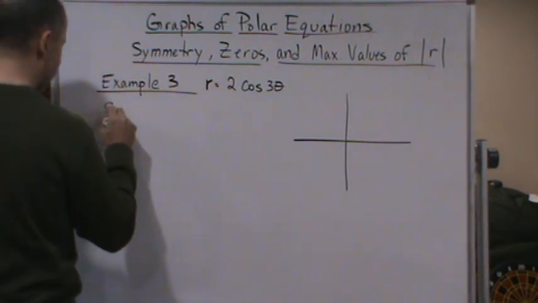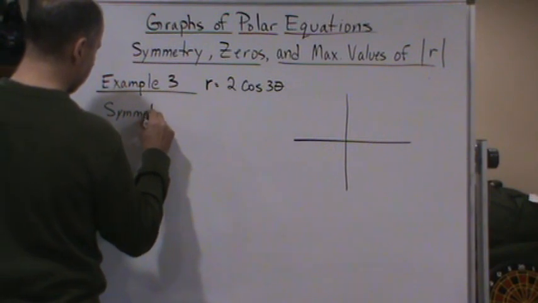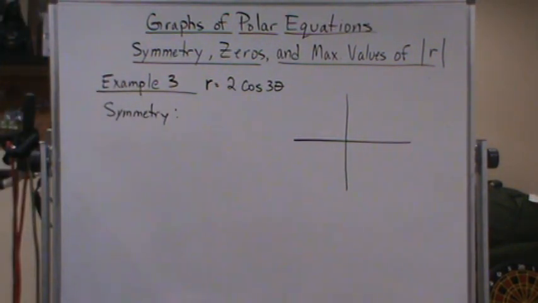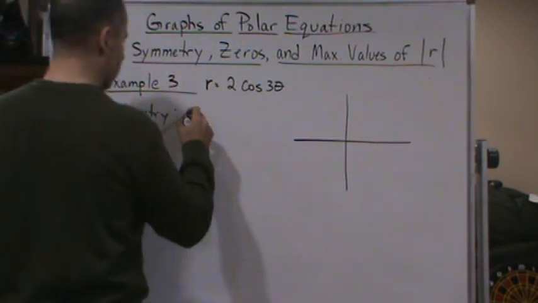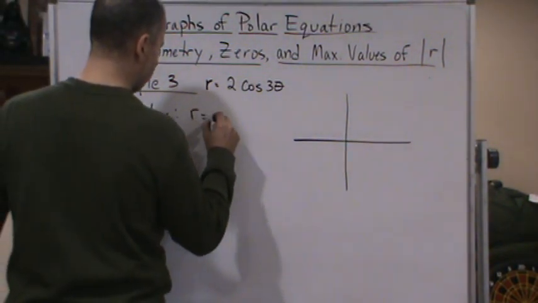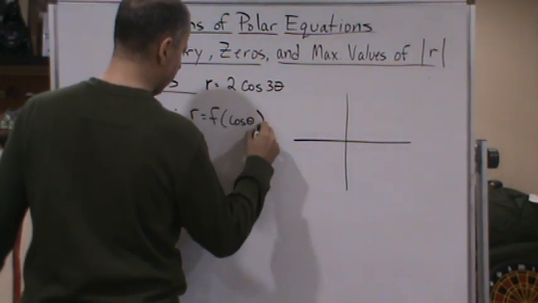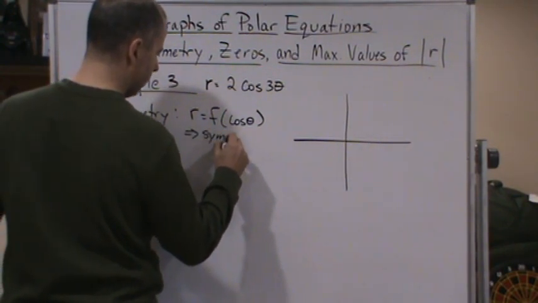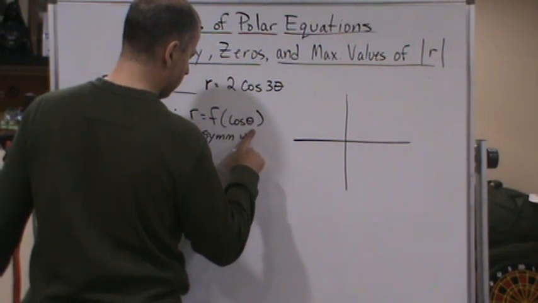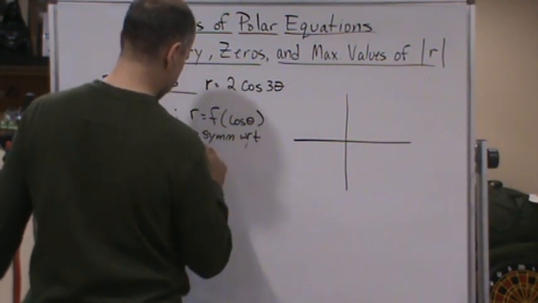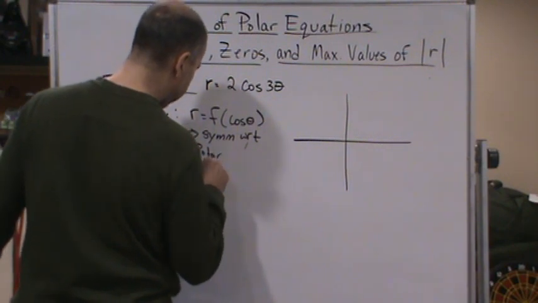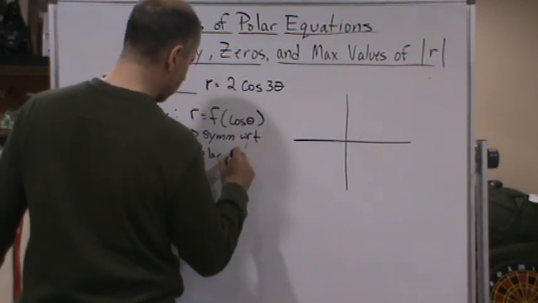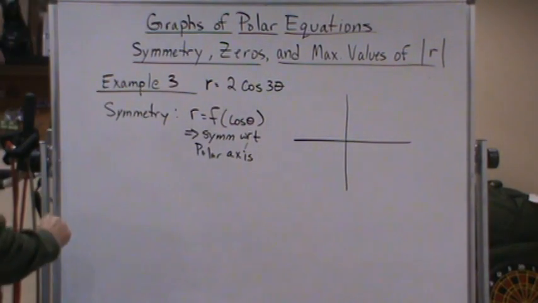So symmetry. Looking at it, we've got a function of cosine, so it's going to be symmetric with respect to the polar axis. So r equals a function of cosine theta, and that implies that it's symmetric with respect to the polar axis.